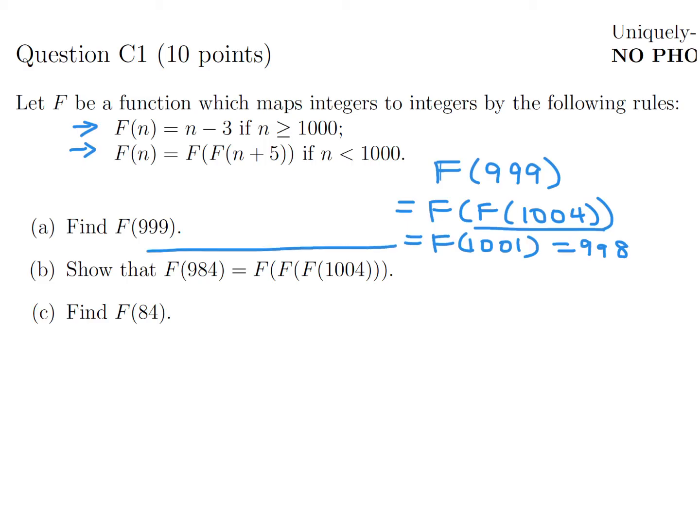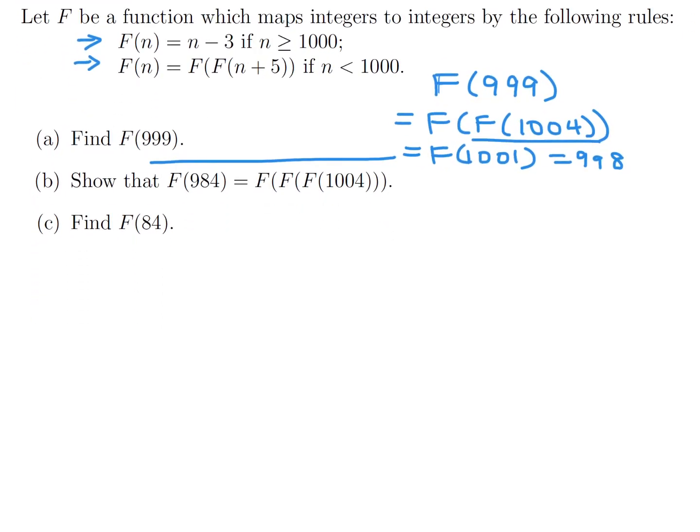Show that f at 984 is f at 1004. Okay, so I'm not gonna write the brackets. It's getting a little too much of an ordeal to write the brackets, so I'm just gonna write just f, like that, without the brackets.